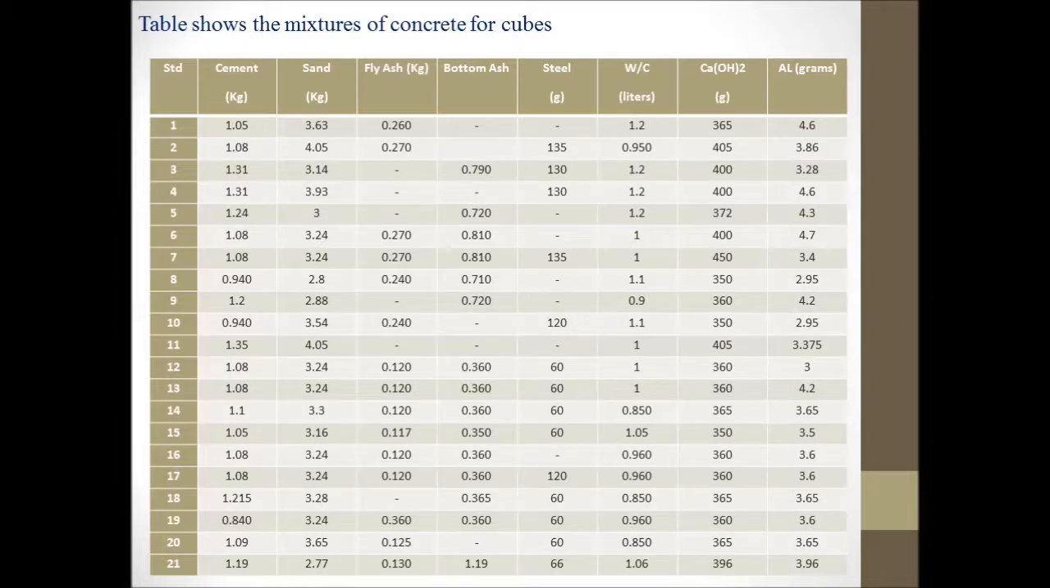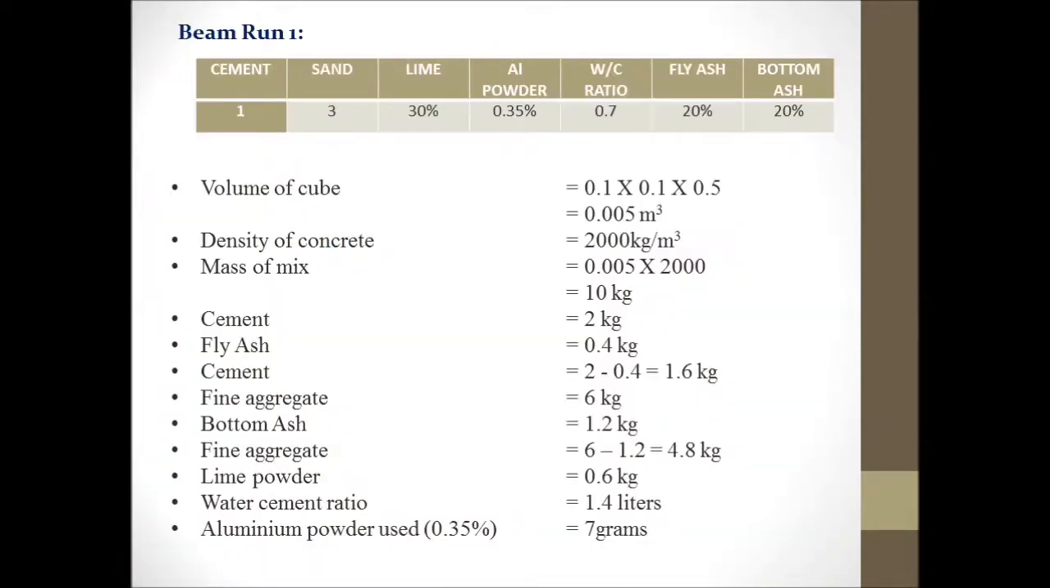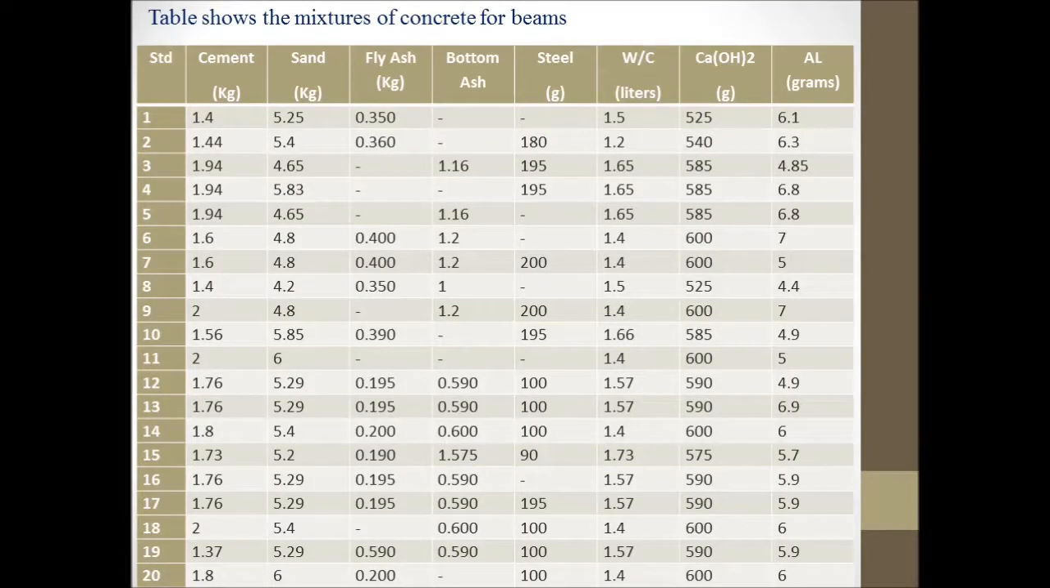This is the mixture of concrete for cubes. The total mixture we have used for each proportion. For beams, the volume of beams is 0.1 x 0.1 x 0.5 meter. So this is the mixture of concrete for beams.